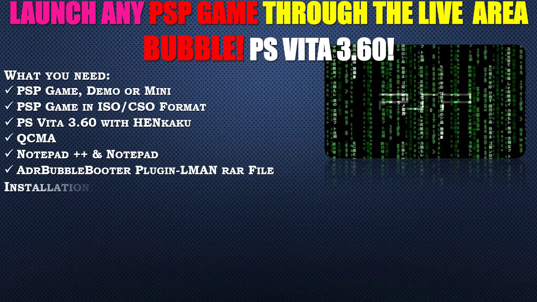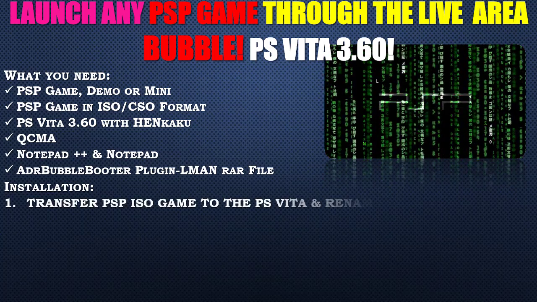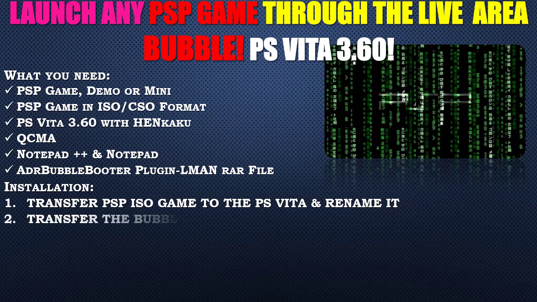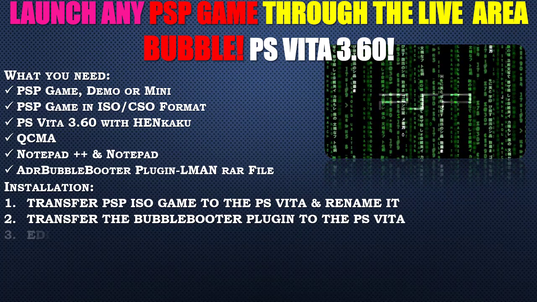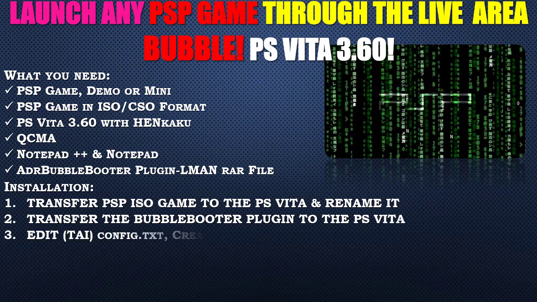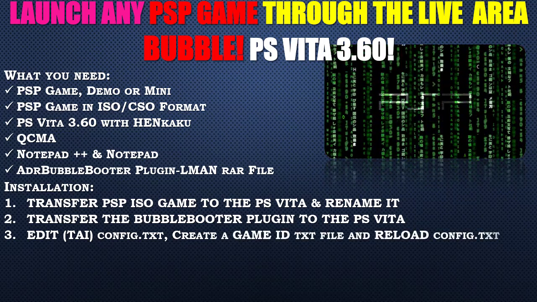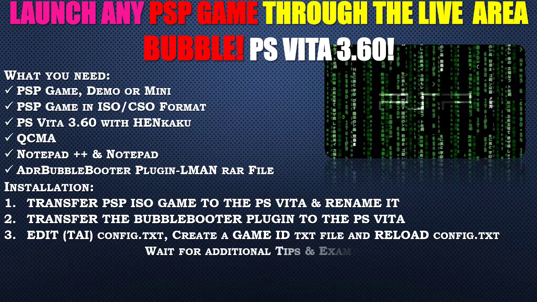As for the installation, we're going to transfer the PSP ISO game to the PlayStation Vita and rename it. We're going to transfer the BubbleBooter plugin to the PlayStation Vita. We're going to edit the config text, create a game ID text, and reload config text through our settings. So wait for the additional tips and example.